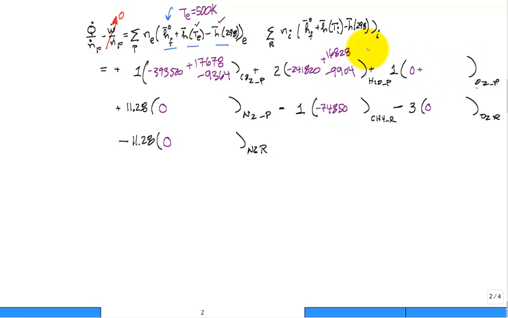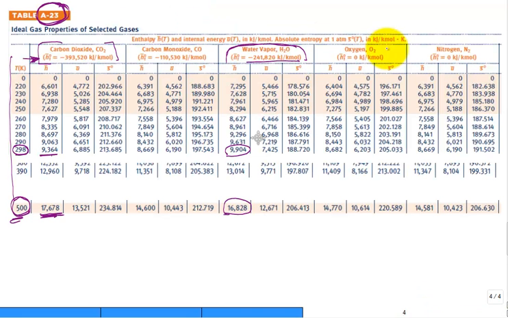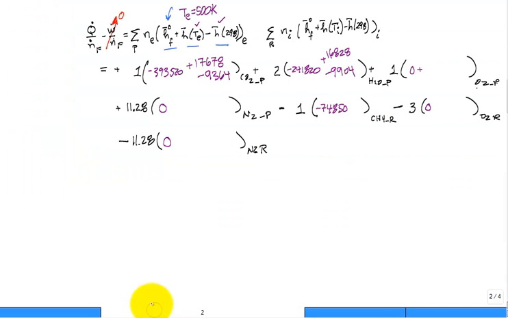Well, what is the oxygen's O2 molar enthalpy at 500 going out? 14,770. Subtract from it the molar enthalpy at 298, 8,682. All right, so let's go put those values in. We have a value of 14,770 minus 8,682.